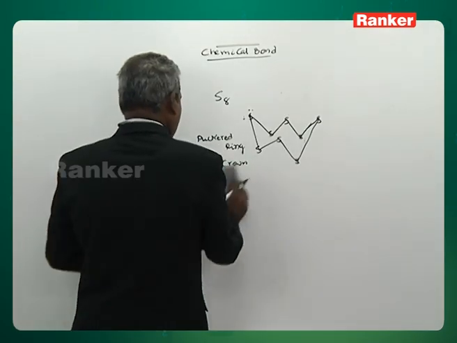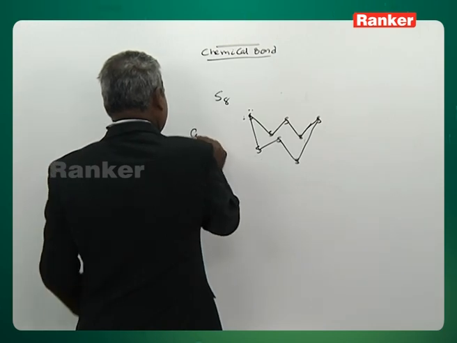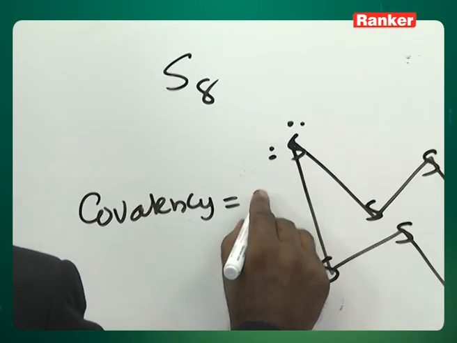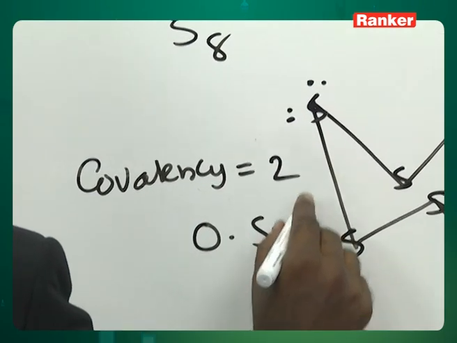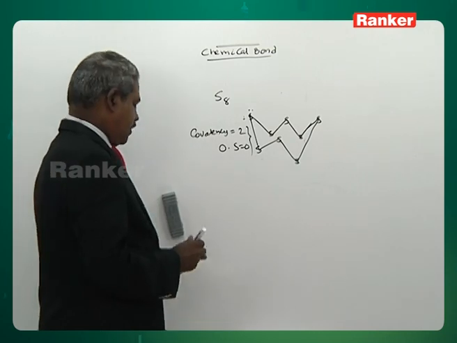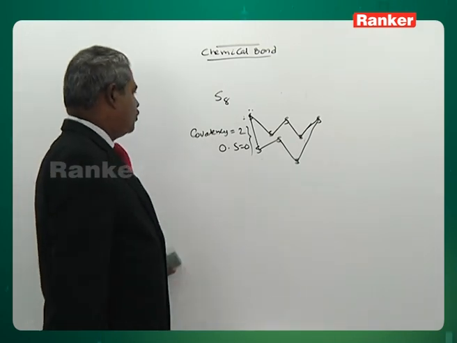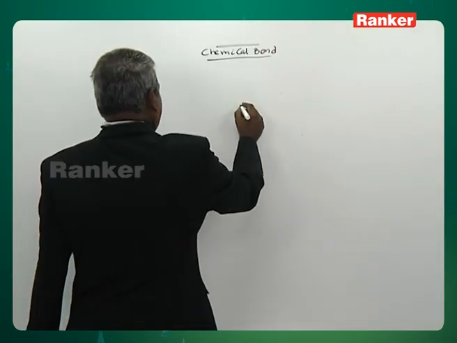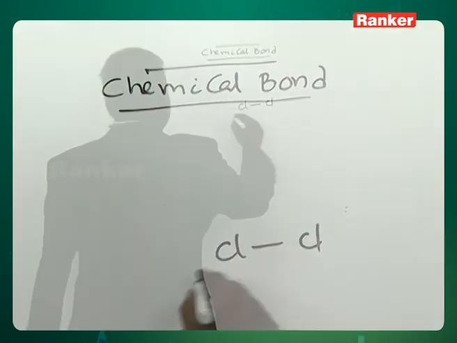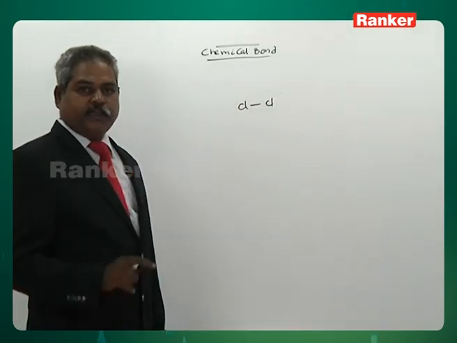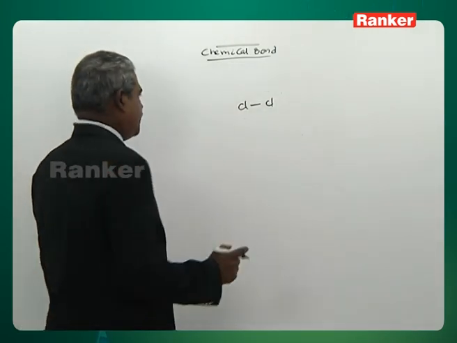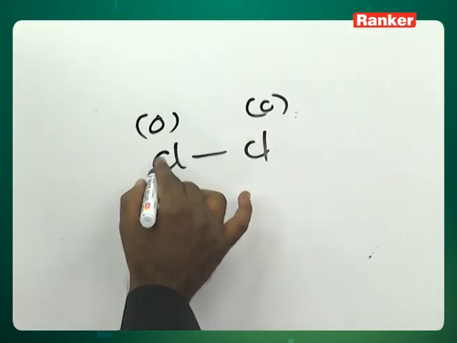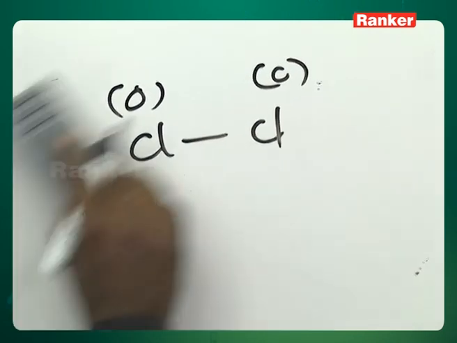What is the covalency of sulfur here? Covalency. Each sulfur is forming two bonds, no doubt, but it is not winning an electron, it is not losing an electron. What about Cl2? Cl. No win, no loss. So 0, 0. Neither losing nor winning. Two chlorines.